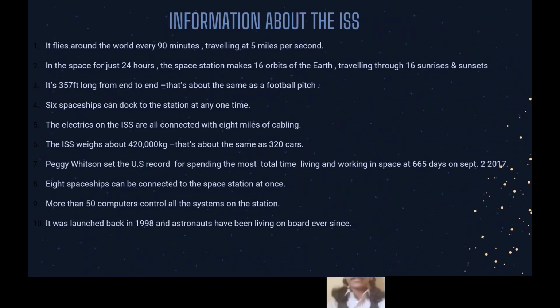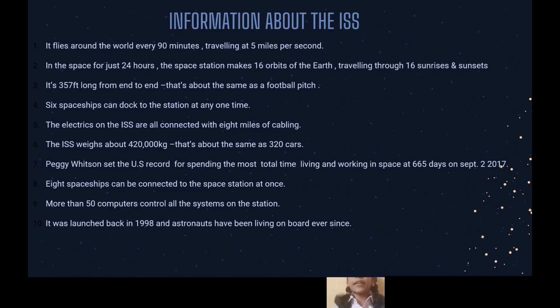Information about the space station. It flies around the world every 90 minutes, traveling at 5 miles per second. In space for just 24 hours, the space station makes 16 orbits of the Earth, traveling through 16 sunrises and 16 sunsets. It's 357 feet long from end to end. That's about the same as a football pitch.